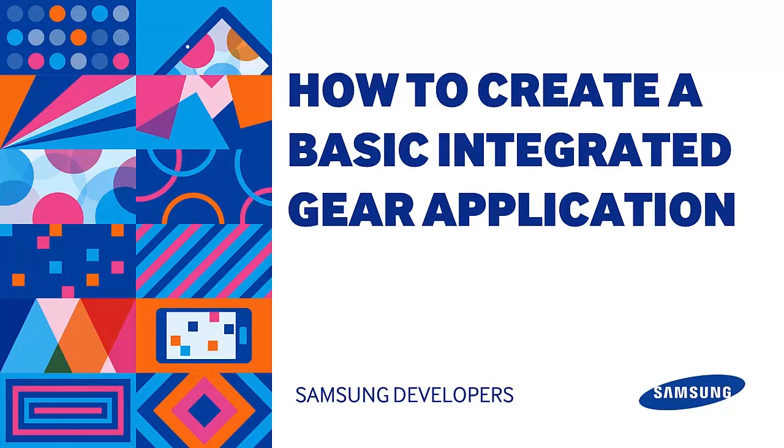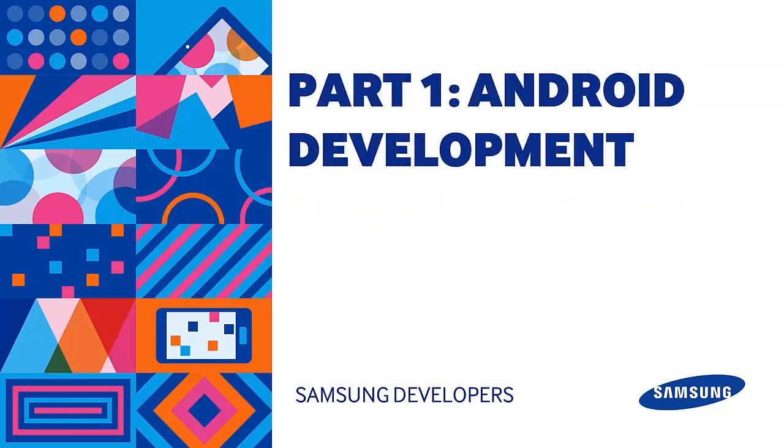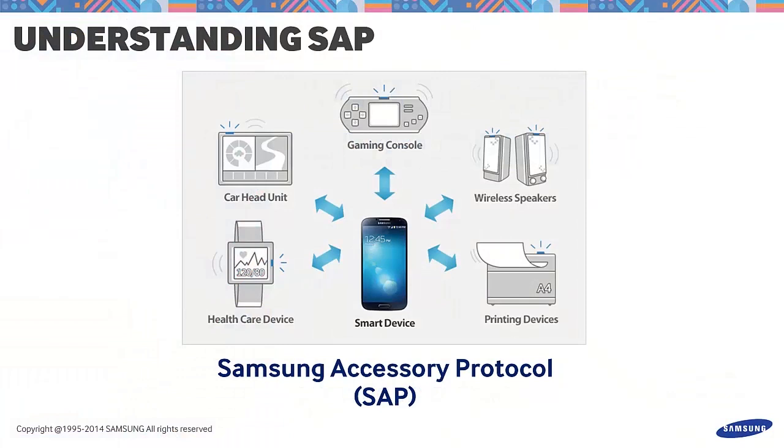This episode is a three-part series about the Samsung Accessory Protocol, or SAP. Part 1 is all about the development on the Android side. Part 2 deals with the development on the Tizen side. Finally, Part 3 is about the complete application for SAP, which is basically a combination of the Android part and the Tizen part. In the first episode, we introduced SAP briefly, on what it does and some of its capabilities.